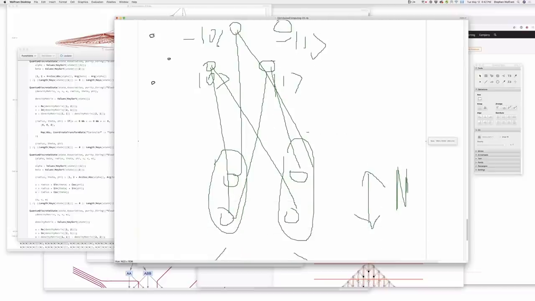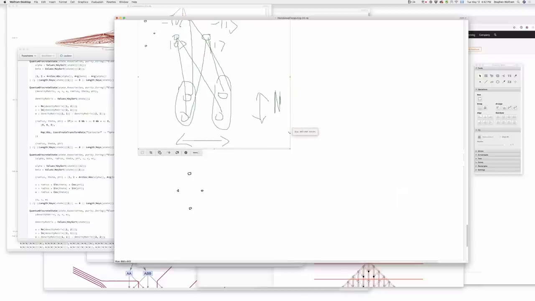So it's a terrible picture, but I think you get what I was trying to say, that there's this crossover of the way that weights are being redistributed.